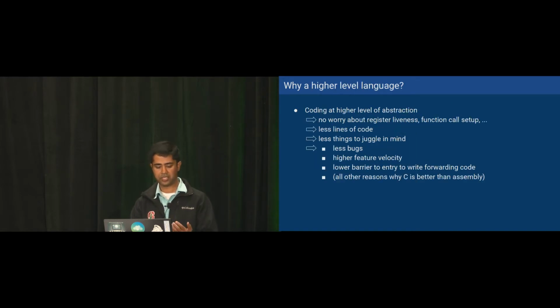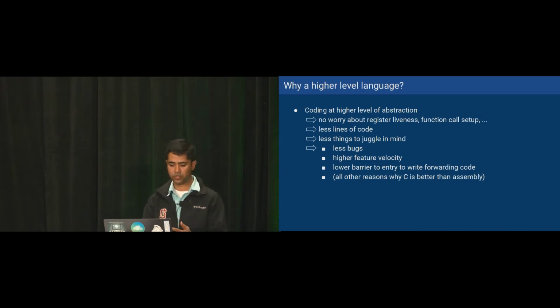And why do we actually need a higher level language? The reasons are again the same as why we should use C instead of assembly. If we code at a higher level of abstraction, we don't need to worry about the nitty-gritty details of register liveness and how to set up function calls. And that also leads to fewer lines of code.